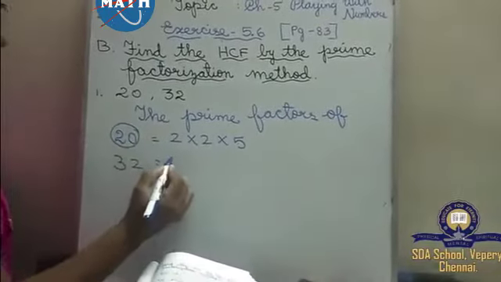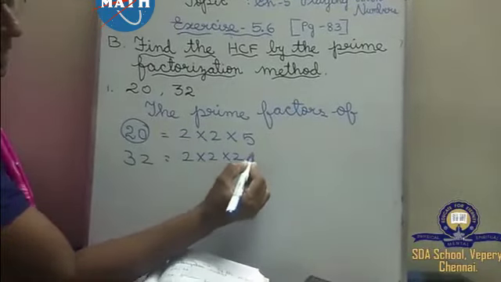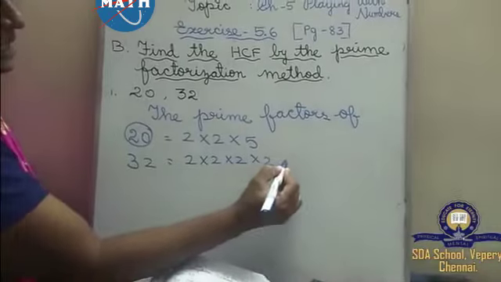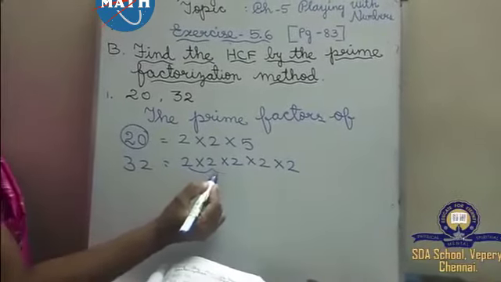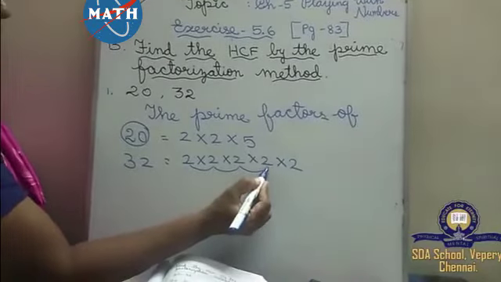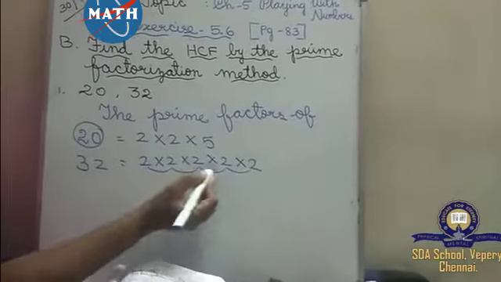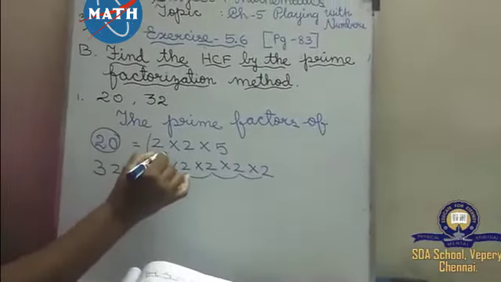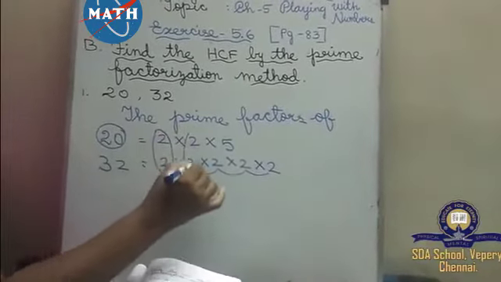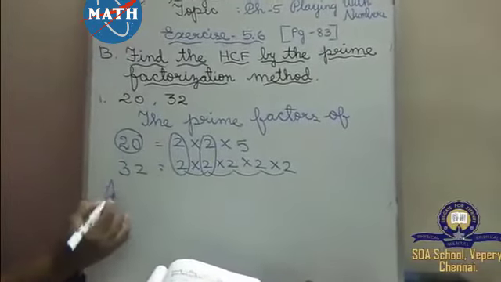So here 32 means what? 2 into 2 is 4, 4 into 2 is 8, 8 into 2 is 16, 16 into 2 is 32. See, 2 2s are 4, 4 2s are 8, 8 2s are 16, and 16 2s are 32. So how many 2s are there? 5 2s have come. What's the common number that will come, children? Here 1 2 and here 1 2. Others you can't put.